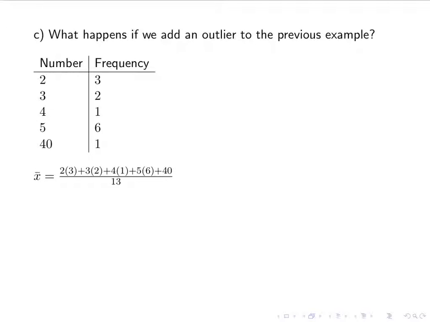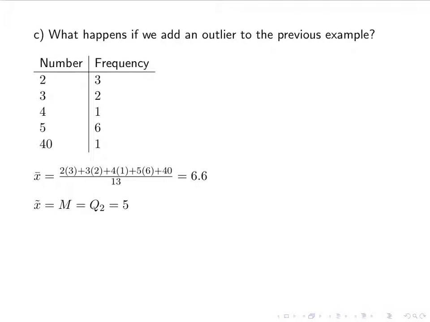So to find x bar, I'm going to add up all the numbers. Again, I had the 3 2s, the 2 3s, the 1 4, the 6 5s, and then I also have the 40. This makes my mean jump up to 6.6. Remember, it was 3.83 repeating before.